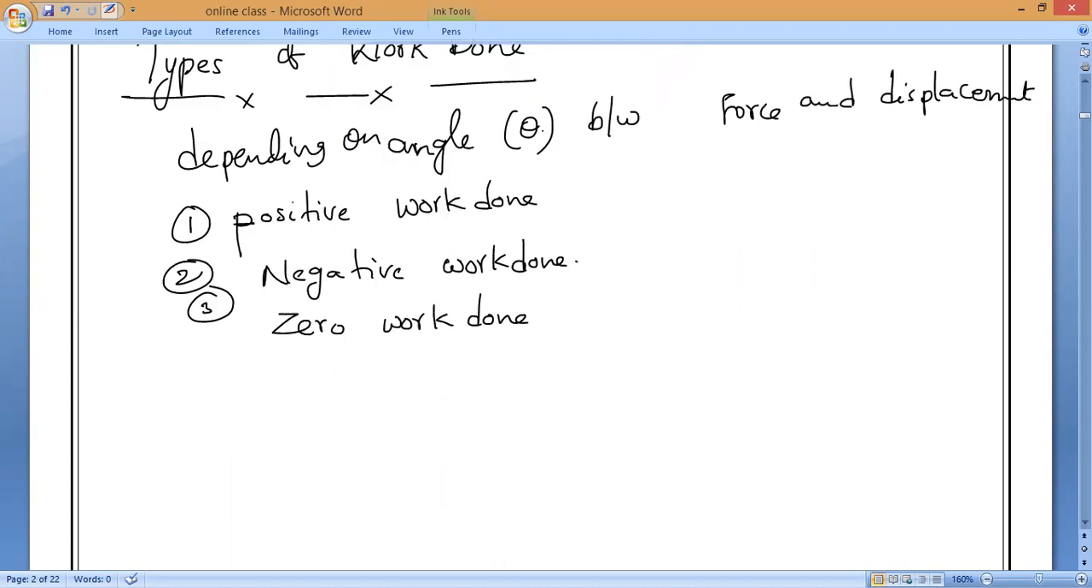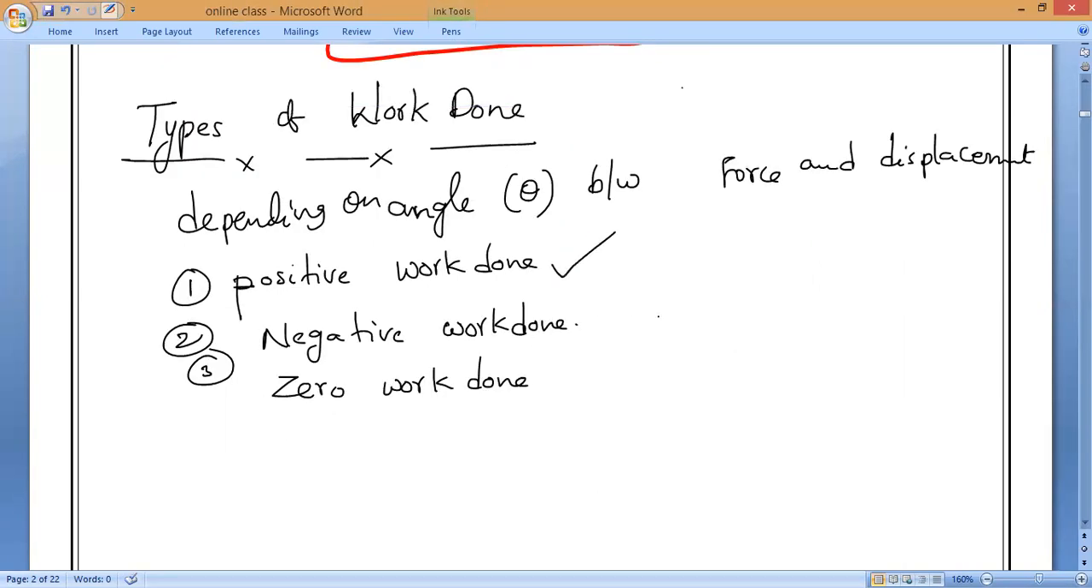Shall we start now? Everybody, are you clear? It is based upon only one thing. What is that? Anybody tell me. Either the work is positive, or negative, or zero work done, only based upon one thing. What is that point? The reason behind it? You have to respond. The angle between the force and displacement. That is what will decide what type of work done.